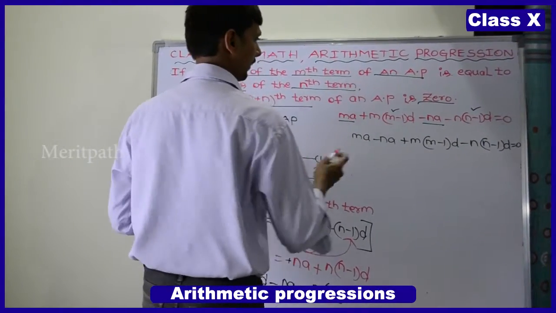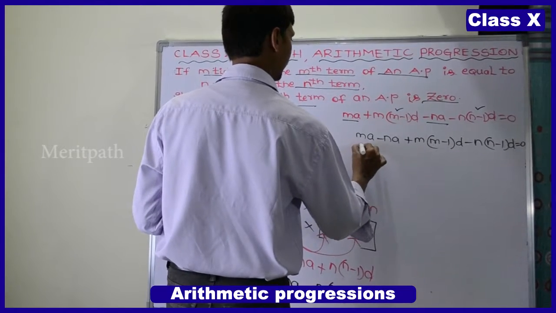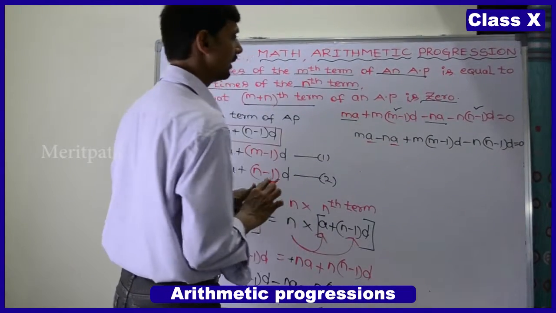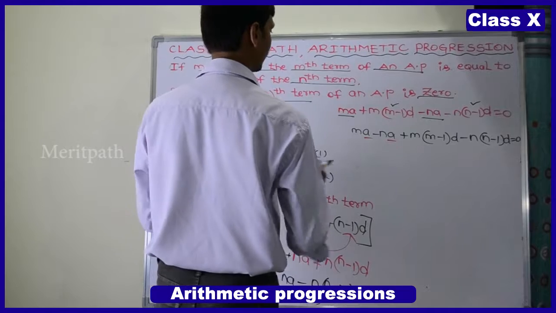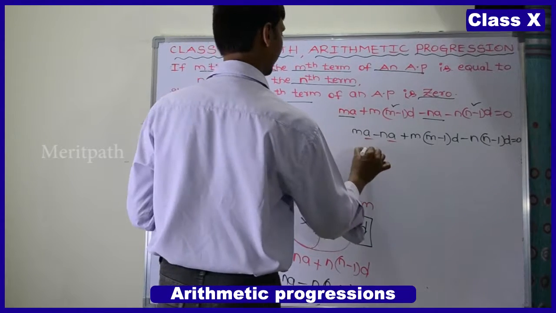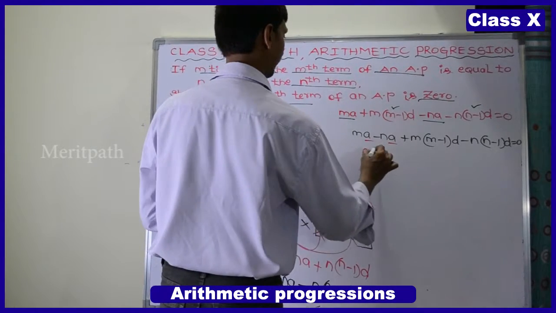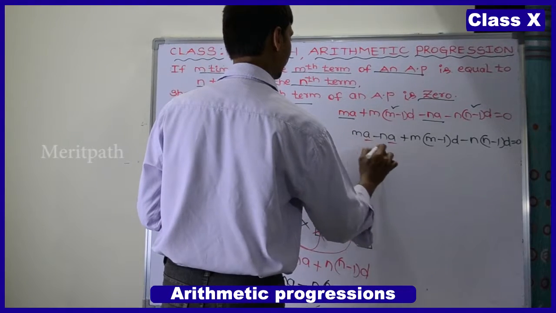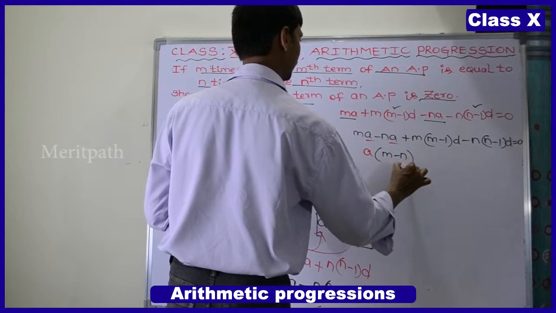So here, in ma and na we can observe there is a common a. Let us take a common, and we will be getting a into (m - n).